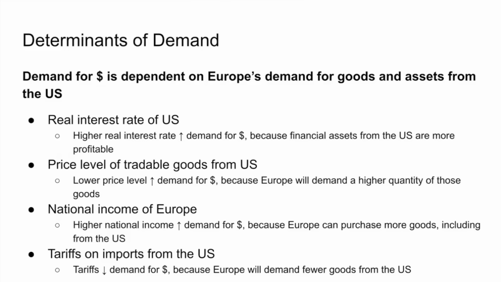So if Europeans have more money to spend, then they would demand more goods, including goods from the US. Therefore, the demand for US dollars increases. And tariffs on imports from the United States. So tariffs mean taxes. If a tariff is implemented, that would decrease the demand for dollars because Europe will demand fewer goods from the US. Since they have to pay a tax, they're less willing to import goods, and therefore they demand fewer US dollars.